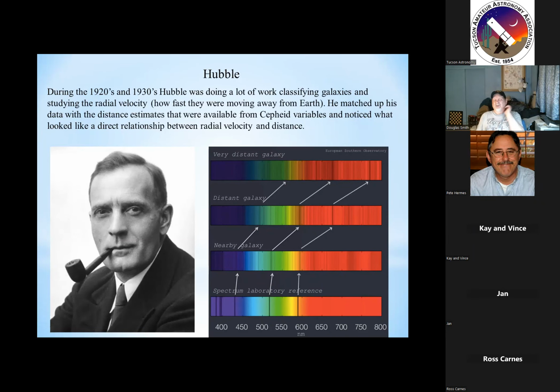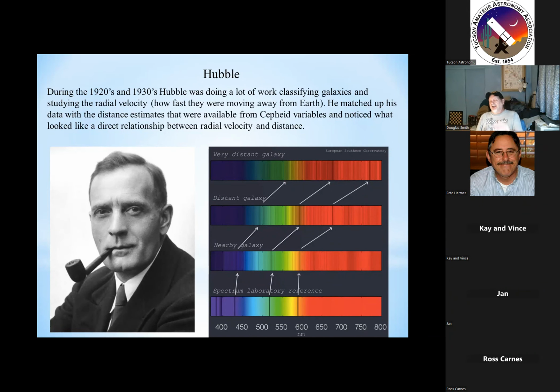So that's Edwin Hubble on the left, and on the right is a sample of some redshift for some different galaxies. The spectrum on the bottom is the laboratory at rest reference, and then if you go up, you see a nearby galaxy. The lines are shifted a little bit to the right. You go farther away to a more distant galaxy, the lines are shifted more to the red. And you go to a very distant galaxy and they're shifted way, way off to the red. And that's what he noticed.